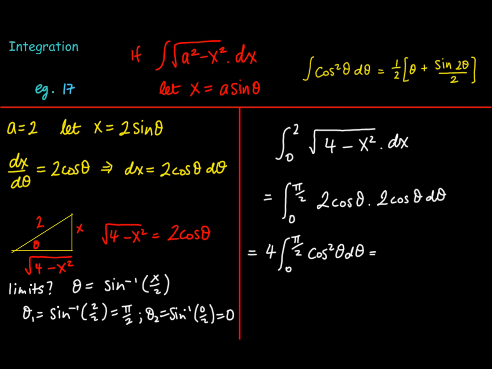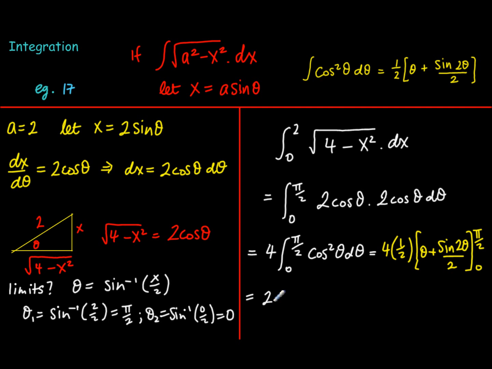Okay, and this is a special case. It's written up here. The rule for this is given in the log tables. So when you integrate cos squared theta, it gives you a half theta plus sine 2 theta over 2, and the limits are pi over 2 and 0. Now put this in yellow because this is our integration itself. And now it's just working out the value of this.